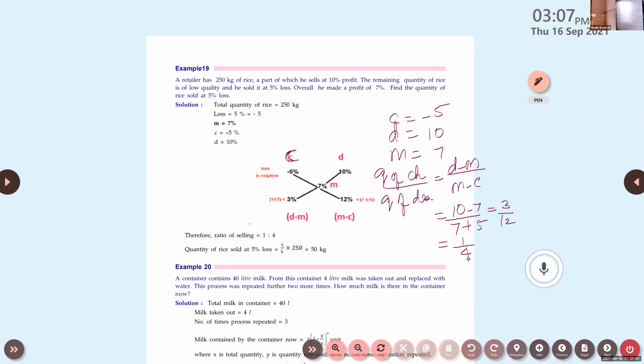The ratio is 1:4. So the cheaper quantity is 1, and the other quantity is 4. He will be selling in the ratio 1:4. So find the quantity of the rice he sold at 5% loss. How will you find that quantity of rice? Total quantity is given as 250. So what is the quantity of rice he sold for loss? It is 1 by 5 of 250, that he sells 50 kg. He sells 50 kg for loss.